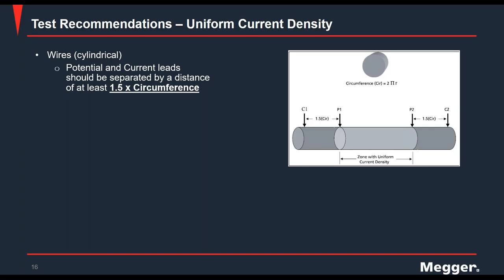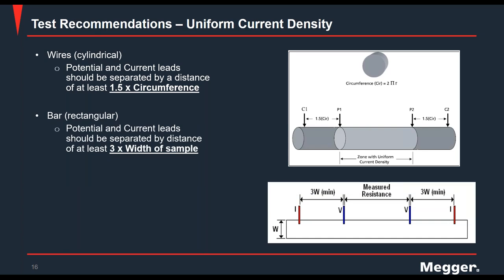Next, you have conductors that have rectangular cross sections, for example, like a bus bar. For those kinds of conductors, your potential and current leads should be separated by a distance of 3 times the width of your sample. On the bottom right of your screen, as you can see, this is a rectangular piece of, for example, bus bar. If that has a width of W, the distance between the current probes and the potential probes as seen here is 3 times that width W.